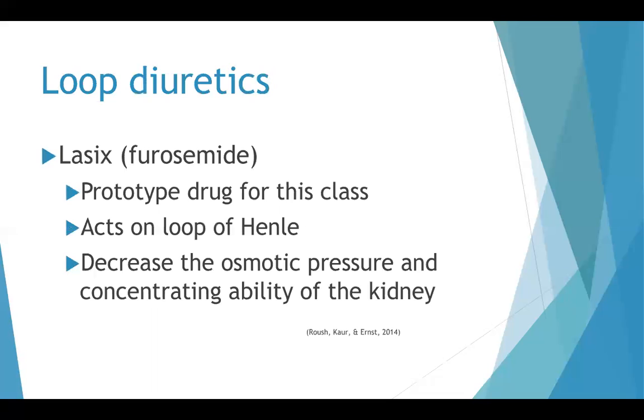Lasix, or furosemide, which is the prototype for this class, is effective in treating peripheral edema from CHF and hepatic or renal diseases. Also to treat pulmonary edema and hypertension. Lasix is the first choice of treatment for hypertension in patients with renal disease. So HCTZ is the first choice treatment for hypertension, but if someone has kidney problems, they can't have thiazide diuretics because they can damage kidneys. So then we go to Lasix as the second choice.